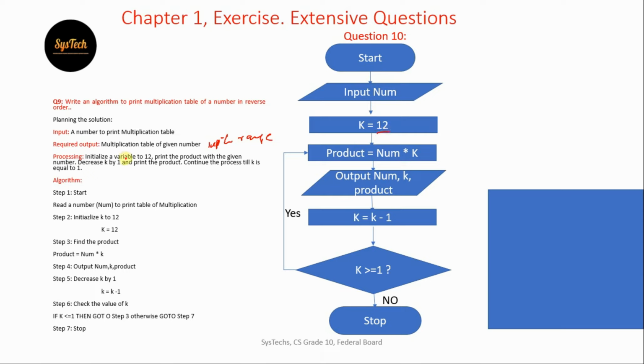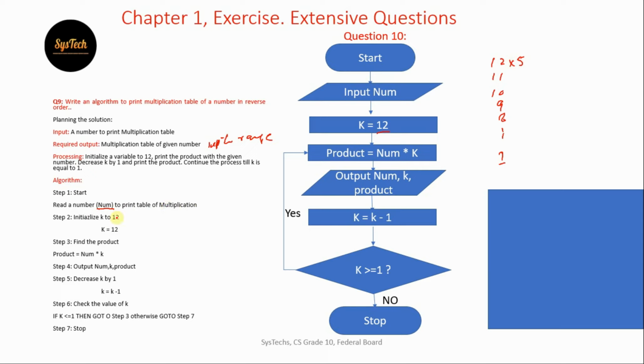Processing, initialize some variable to 12. Because it is reverse order, we shall go from 12, 11, 10, 9, 8, up to 1. Multiply by that number, whatsoever we shall enter. Okay? Now, step number 1, read a number. This is stored in variable num to print the table of multiplication. This will be the message to the user.